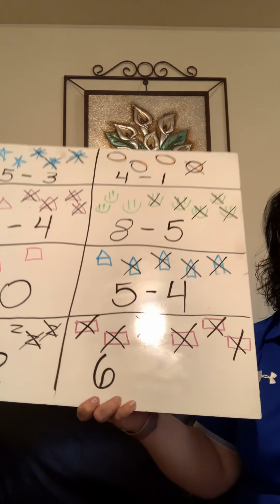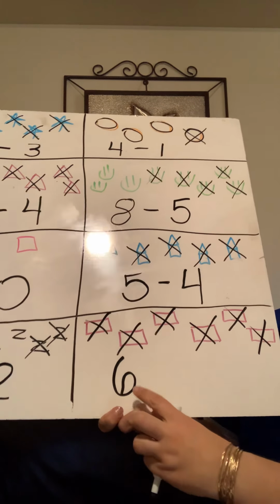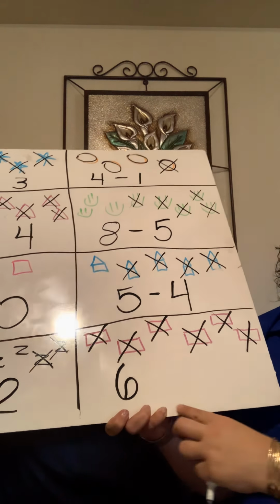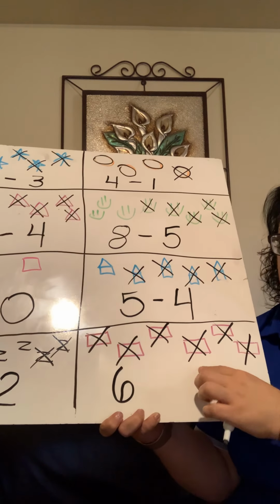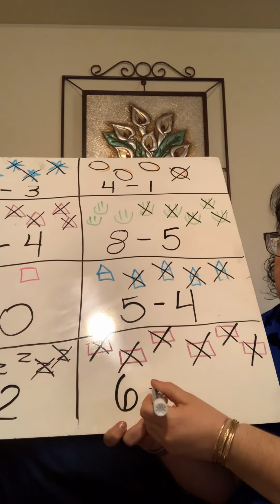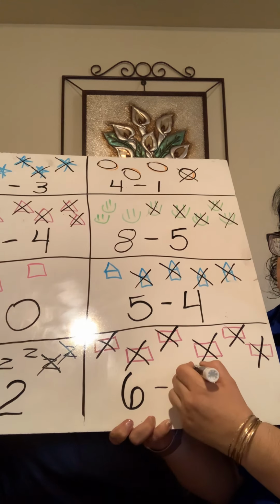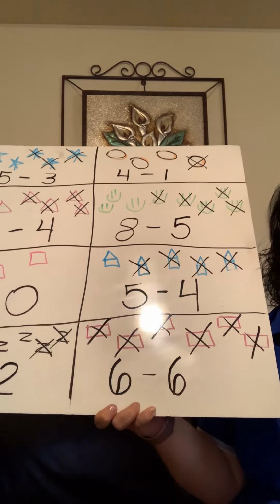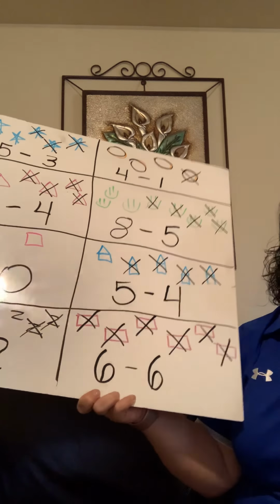So what's my problem going to be? I started off with 6. I lost all of them, all 6 of them. So what is it going to be? 6 minus 6. Very good. Good job.